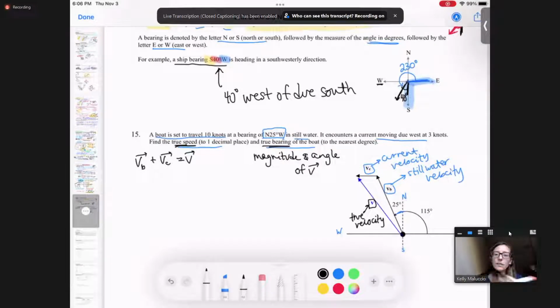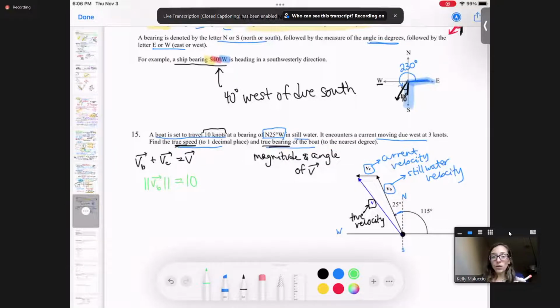So we're given a few things here. Let's fill in what we know, and then we can calculate, right? So we know that we're set to travel 10 knots. So the magnitude of our VB, like in still water, is going to be 10 because we want to travel that 10 knots.